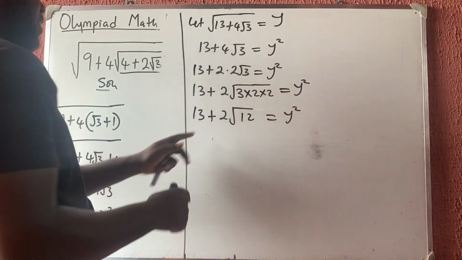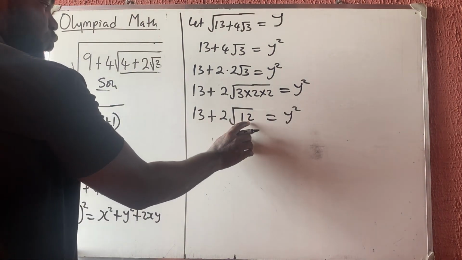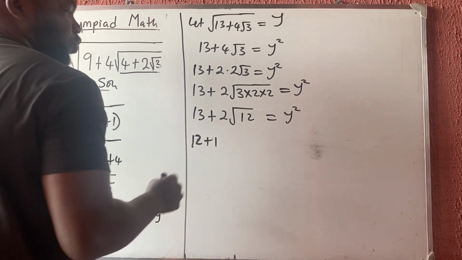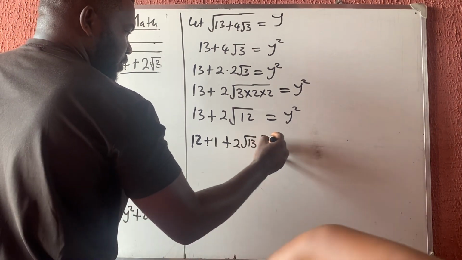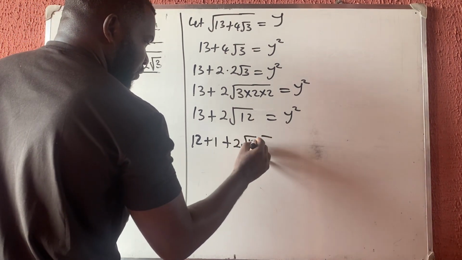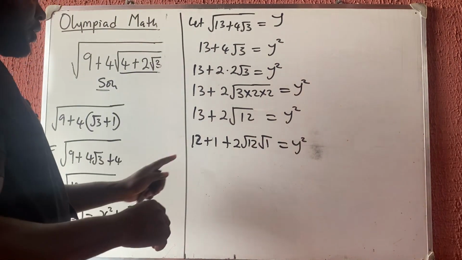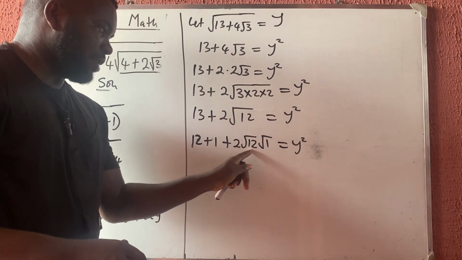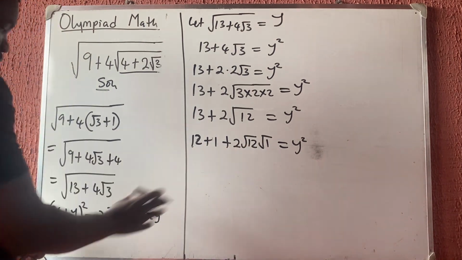Now from here, I will try to make it look this way. Since I'm having 12 here, 13 can be written as 12 plus 1. So 12 plus 1, then plus 2 the square root of 12 times the square root of 1, is equal to y squared. I did not change anything. This plus this is 13, square root of 1 is 1, and 1 times all this thing is still the same thing. So you see that this thing is now looking like this.